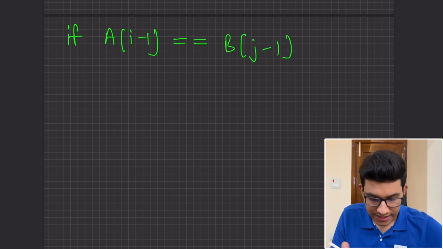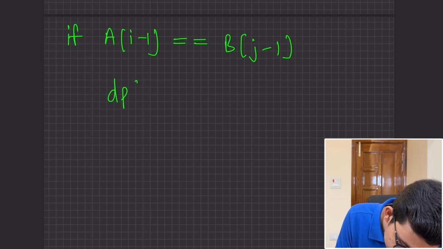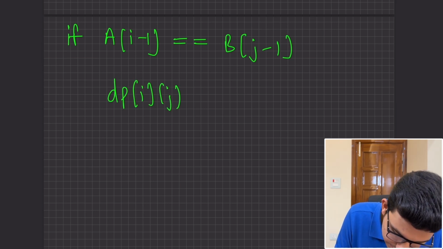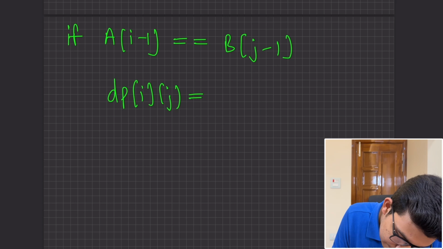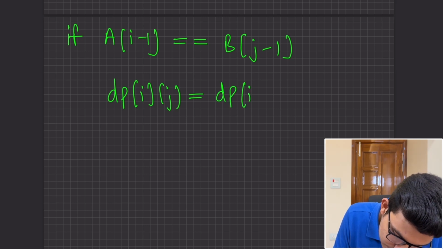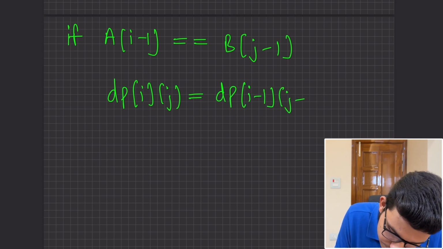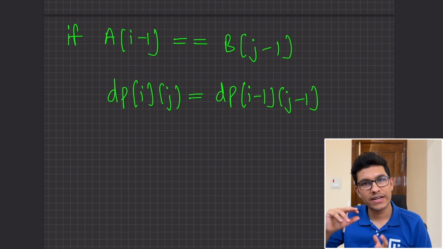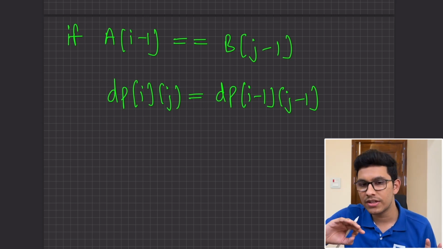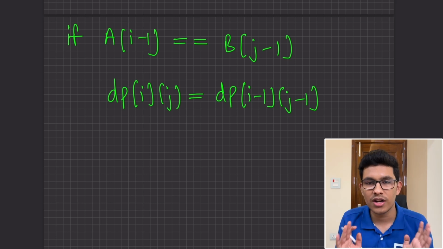What happens in this case? In this case, I can simply say dp of i j is nothing but equal to dp of i minus 1 comma j minus 1, right? Because we're just saying that, okay, remove these characters. Remove the ith character from A, remove the jth character from B. Consider strings of smaller lengths.